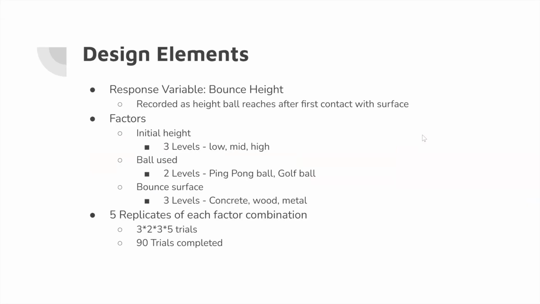Next, we'll go into a little bit of our experimental design. To expand on what we said earlier, we have three factors: the initial height with 3 levels, low, medium, and high; the ball used, 2 levels, the ping pong ball and golf ball; and the bounce surface, 3 levels, which is concrete, wood, and metal. We had 5 replicates of each factor combination, so that was a total of 90 trials, which we completed. Next slide, please.